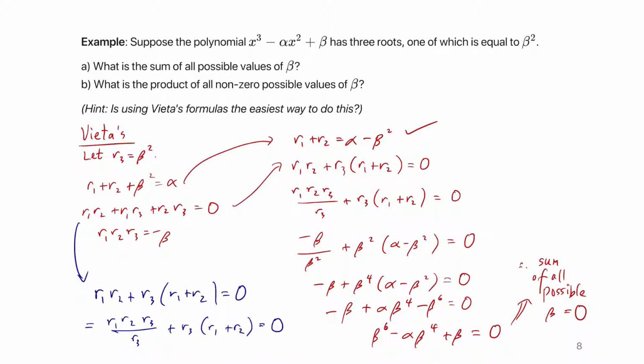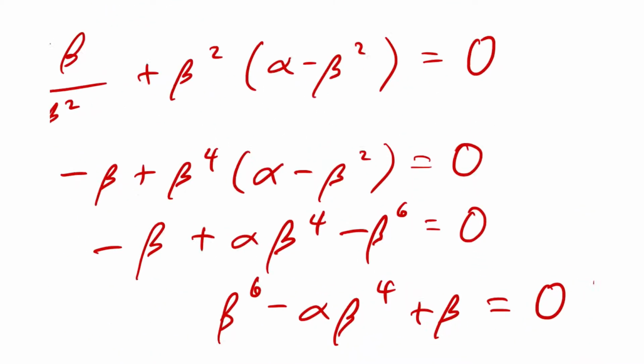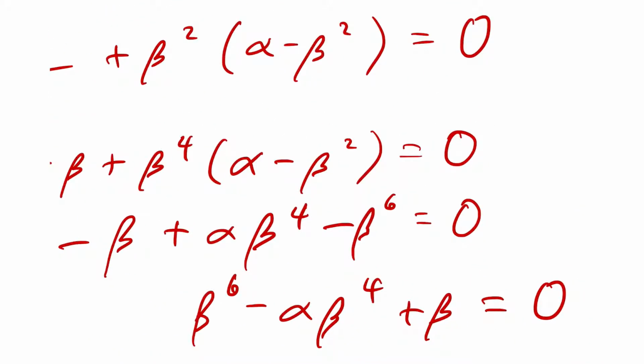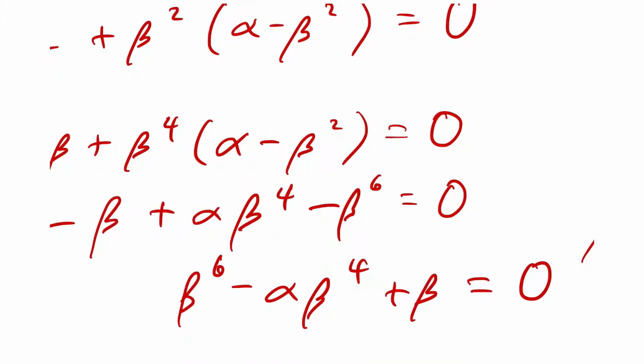Does that sort of make sense? We started off with the relationships in terms of Vieta's formulas and manipulated them until I got an expression in terms of beta. And all of the values of beta that satisfy the original expression are just the ones that satisfy this, are the roots to this, right? Because it's something equal to 0. And the sum of all possible ones would just be the coefficient on beta to the 5. Well, the negative of the coefficient on beta to the 5. But that's 0.